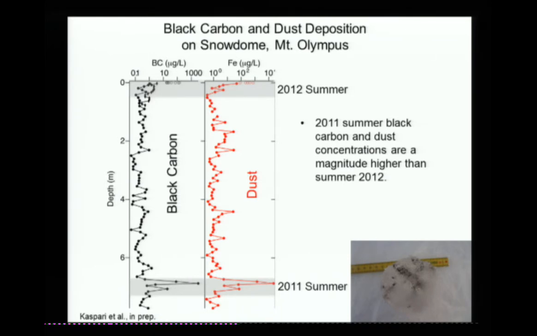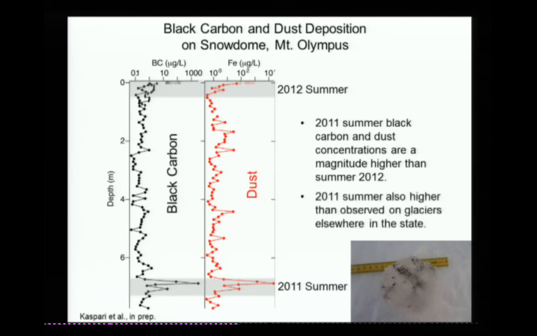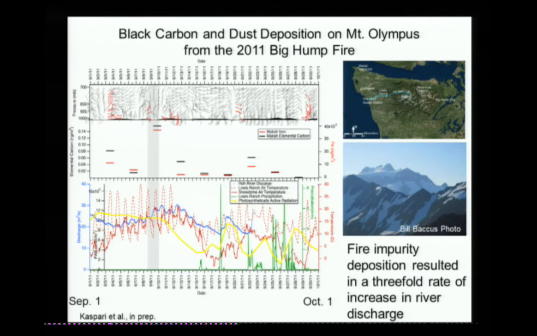And what this shows is that basically in the 2011 summer, you can see the piece of ice that we retrieved down there on the bottom right, we had a magnitude higher concentrations than what we measured in the 2012 summer. These are really, really high black carbon concentrations, 3,000 micrograms per liter, which is about as high as anything I've ever measured in areas that have much, much higher concentrations. And so what we came to realize is that these were caused by the Big Hump wildfire that had burned in the region. If I had a pointer, I would show you on the map where that fire area was.